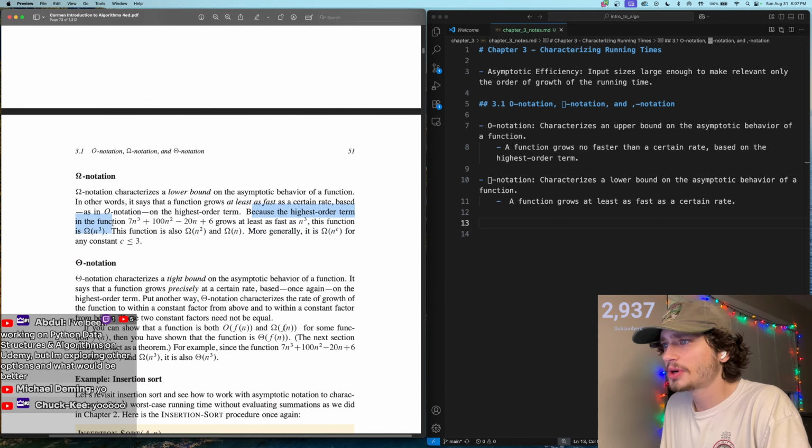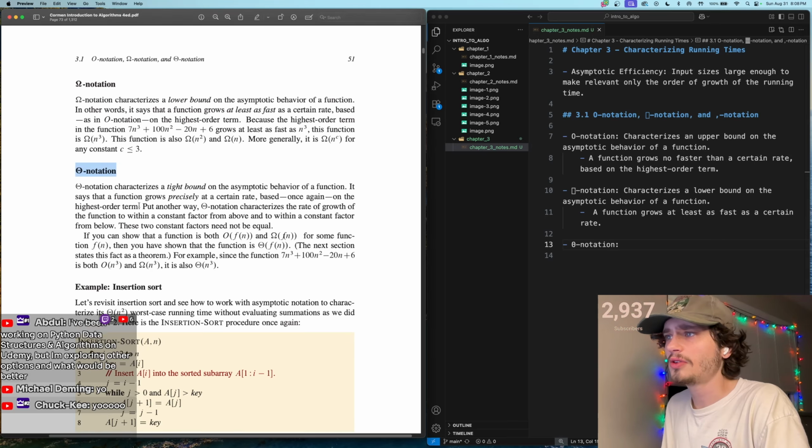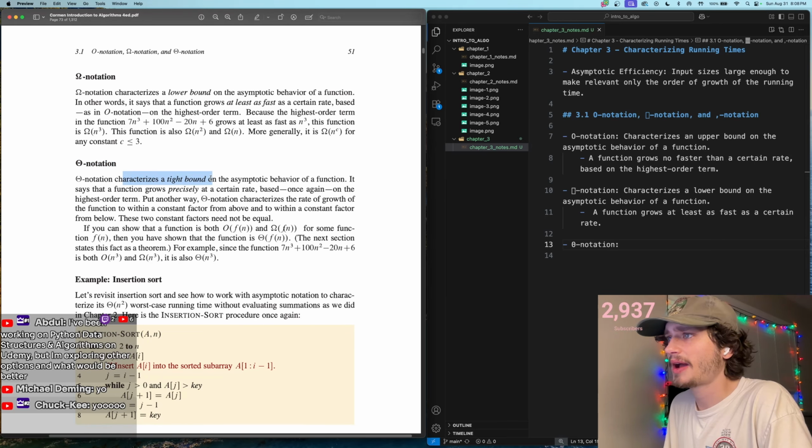Because the highest order term in the function 7n cubed plus 100n squared minus 20n plus 6 grows at least as fast as n cubed, this function is omega of n cubed. This function is also omega of n squared and omega of n. More generally, it is omega of n to the c for any constant c less than or equal to 3.